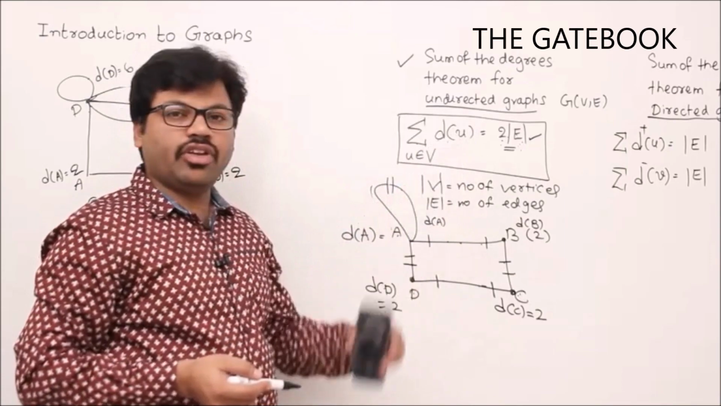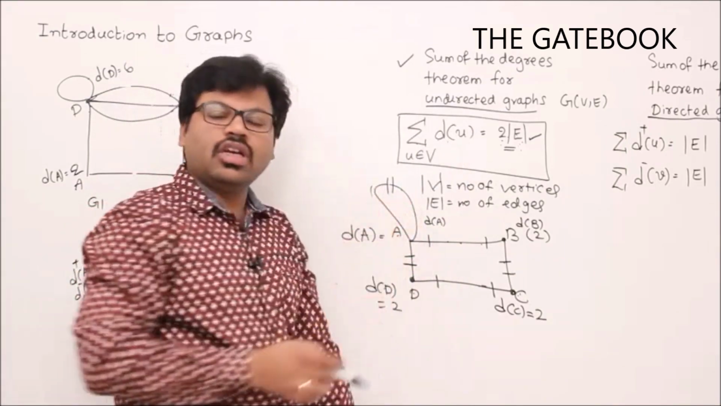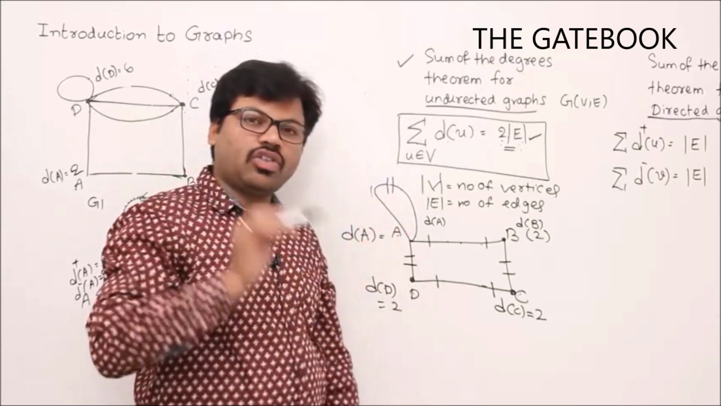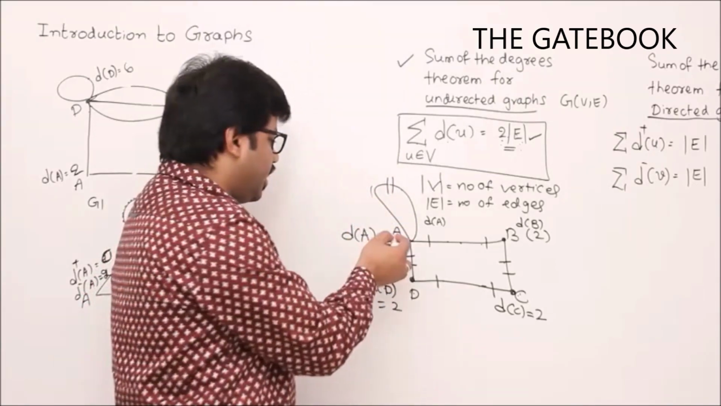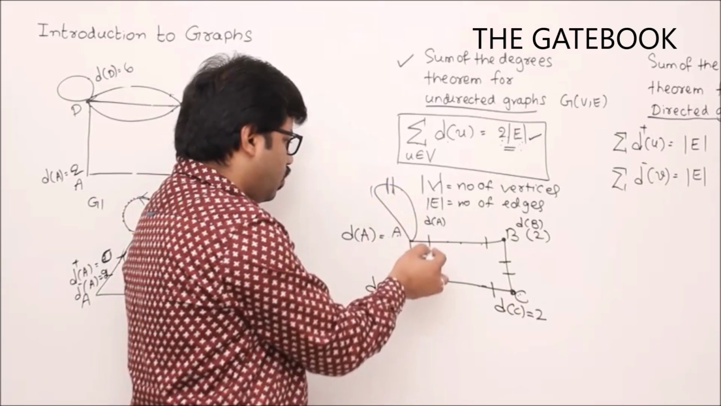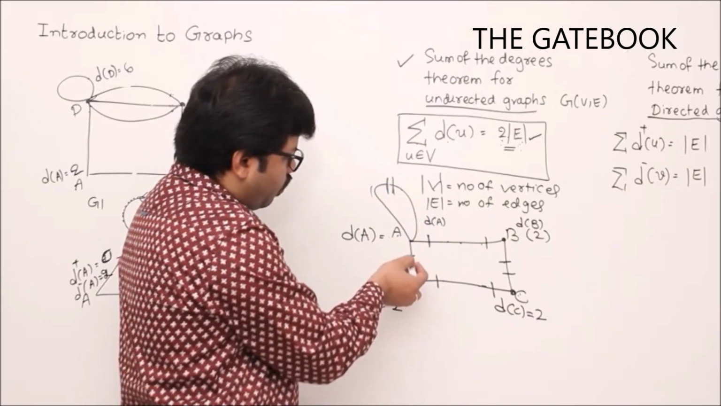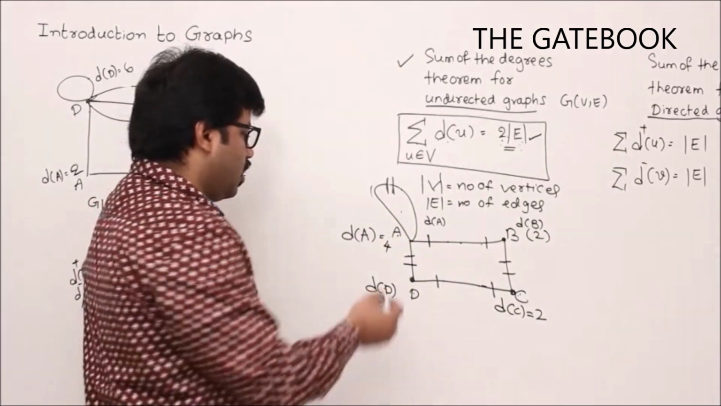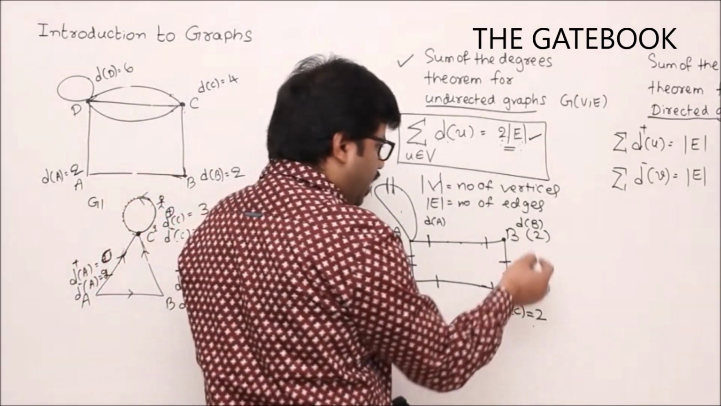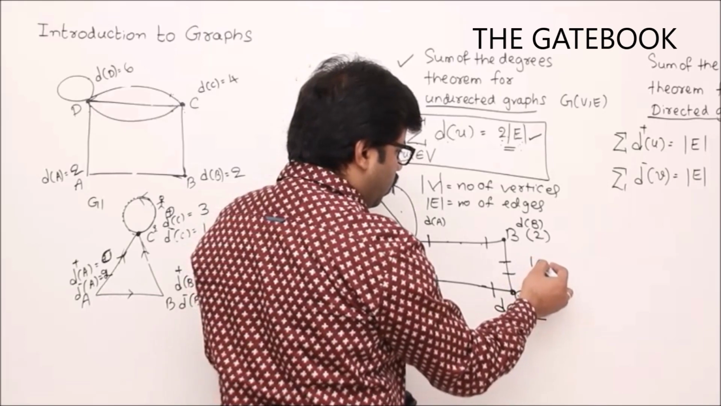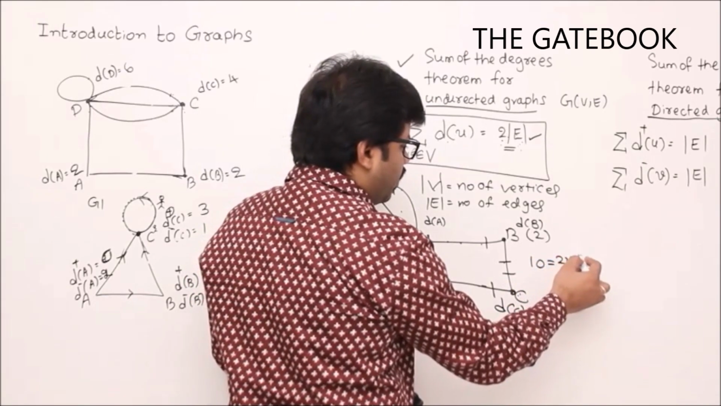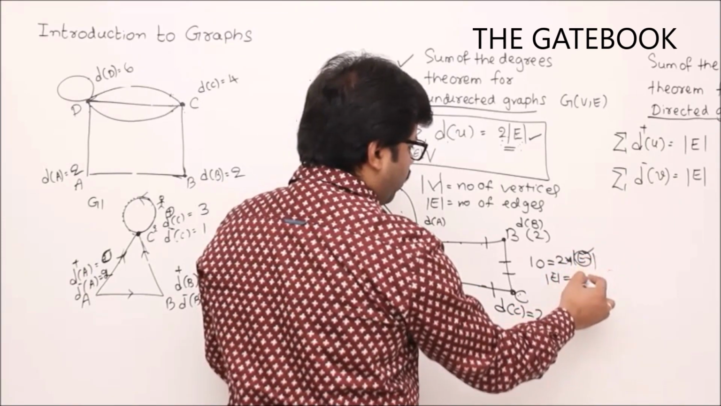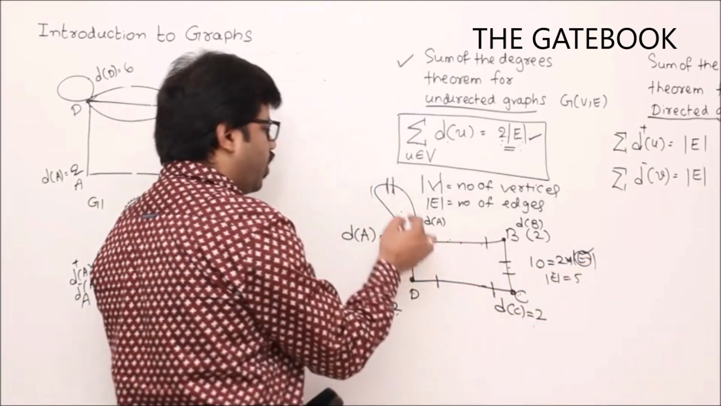Sum of the degrees theorem will fail only because of self loops. That's why they put an exception. That exception is that a loop should be counted twice in the degree calculation. Then degree of A will become 2, 3 and 4, isn't it? Yes. 2 plus 2, 4. Now you see, 4 plus 2, 6, 6 plus 2, 8, 8 plus 2, 10. So 10 equals twice the number of edges. So using that we can compute the number of edges, which is 5, isn't it? 1, 2, 3, 4, 5.